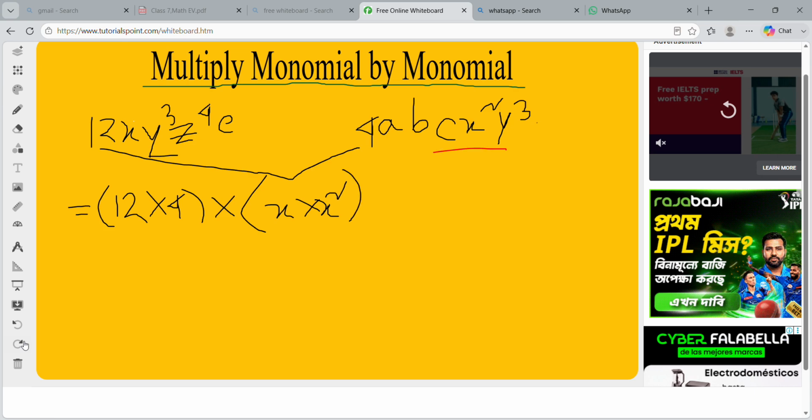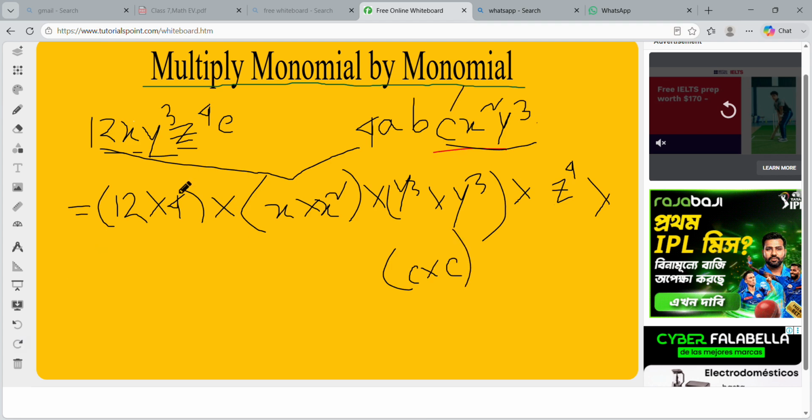Next is y, so I take the y, and the second one also has y cube, so I take that. The next one is z, but the second equation didn't have any x or z, so I didn't write anything there. I just write down the first one. So the first one is already finished. The next one is C, so I write down that C. The second equation also has C, so I write down that one. Then I see that in the first one, all things are already finished. Here there isn't any remainder.